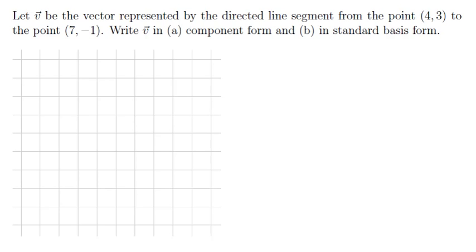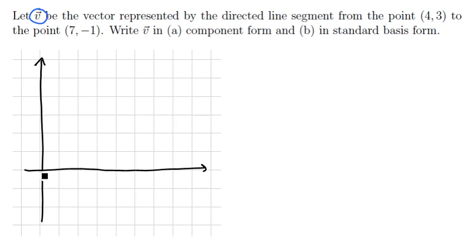Let v be the vector represented by the directed line segment from the point 4, 3 to the point 7, -1. Write v in component form and in standard basis form. Let's begin by sketching the vector v. We'll start by drawing some coordinate axes and the 2 points.